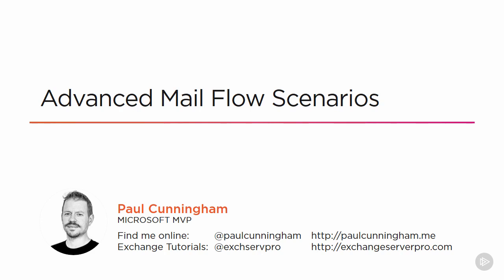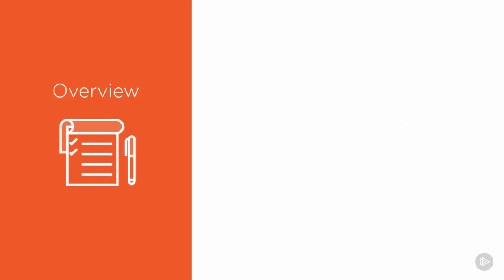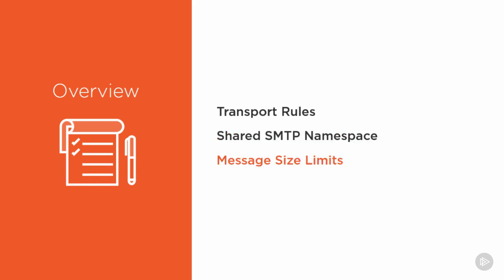This module is going to cover some advanced mail flow scenarios for Exchange 2016. We're going to look at three concepts, each of which has some overlap with the others. First, we'll look at using transport rules to control mail flow. After that, we're going to examine the concept of a shared SMTP namespace. Finally, we'll look at how message size restrictions apply to Exchange 2016 environments.